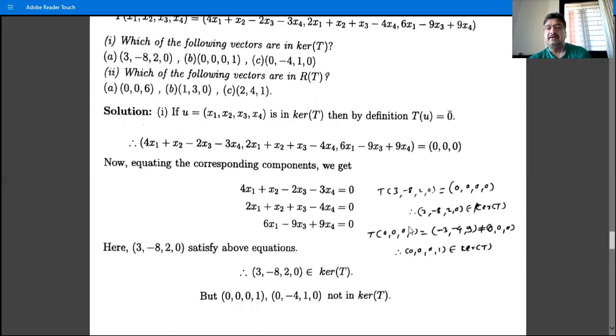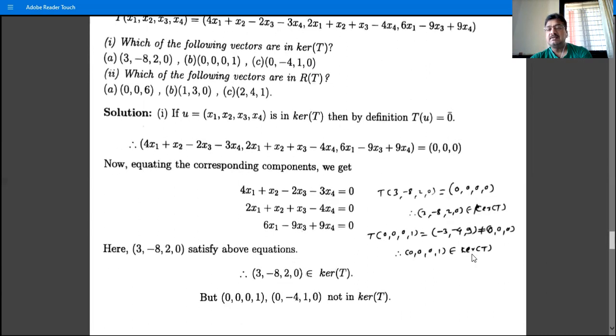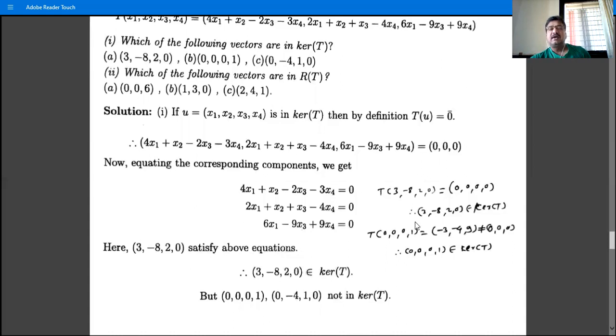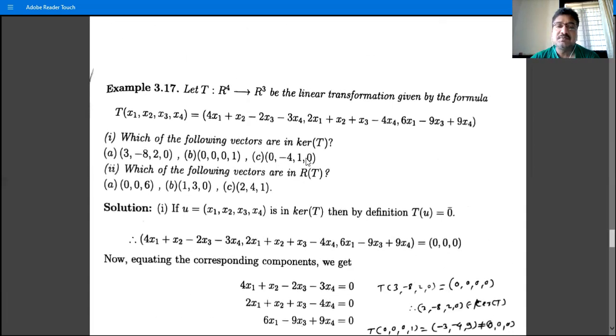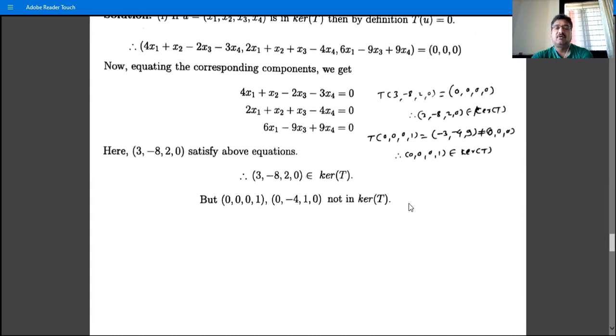Similarly, if you find T of (0, -4, 1, 0), then again by using this formula, we substitute x1 as 0, x2 as -4, x3 as 1, and x4 as 0. We again have an answer not equal to (0, 0, 0), and therefore (0, -4, 1, 0) does not belong to the kernel of T, it is not an element of the kernel of T.